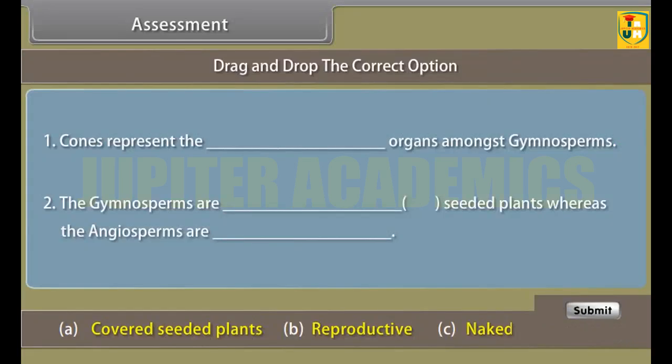Assessment. Before proceeding further, let us know how much you have learned. Drag and drop the correct options.